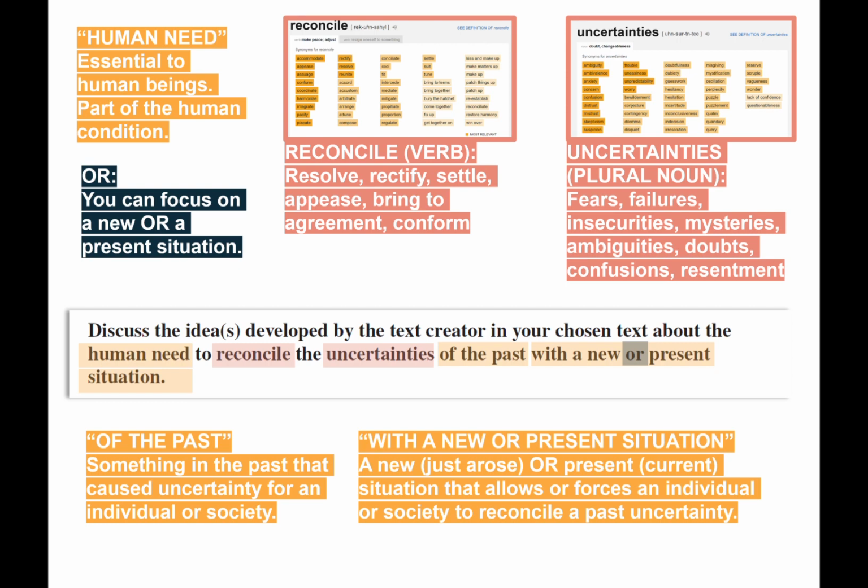Lastly, I considered the specifying words. So in this case, or is highlighted in blue because or tells me that I can focus on a new situation or a present situation, but I don't have to address both. After I've looked at all the individual chunks in the prompt and considered what they mean, I can then consider what they mean holistically. So how do they come together to form a question that I need to answer in my writing?